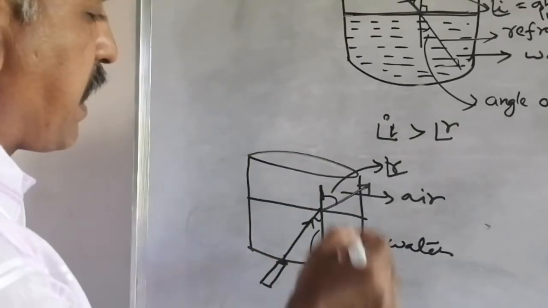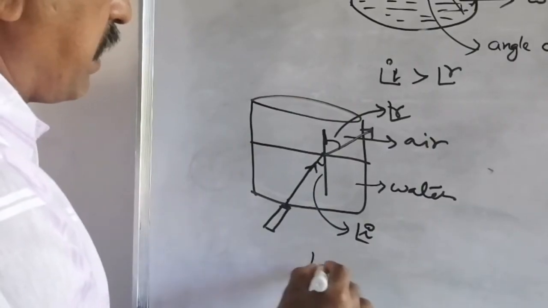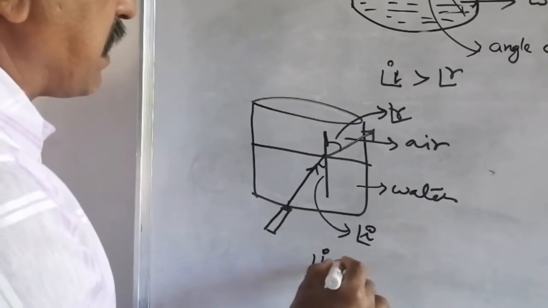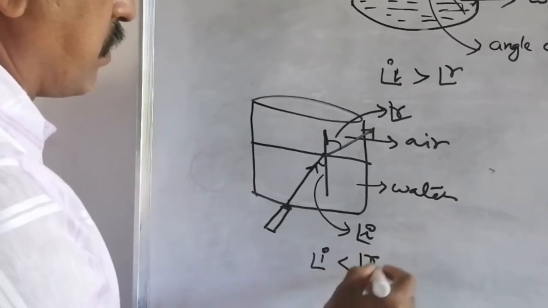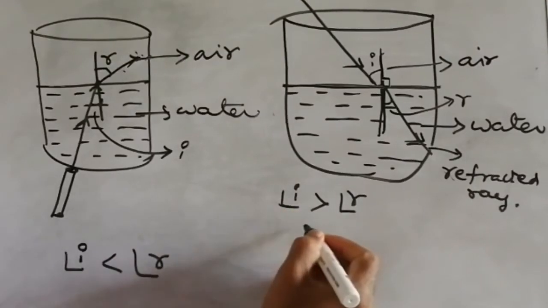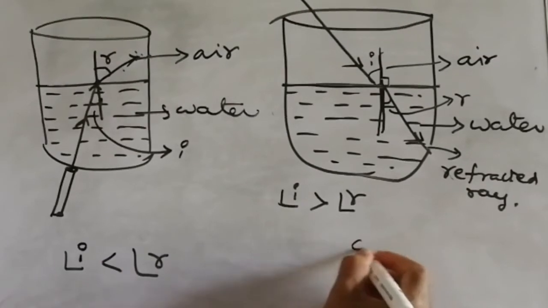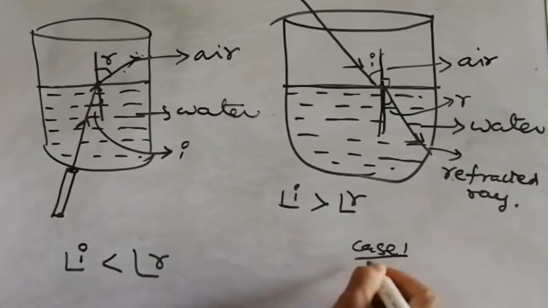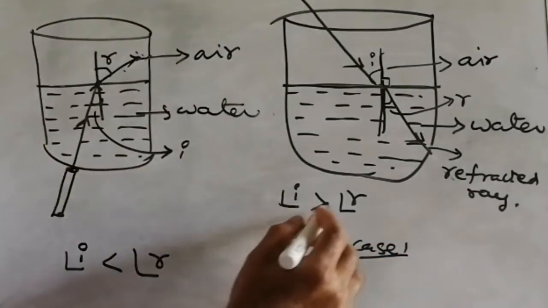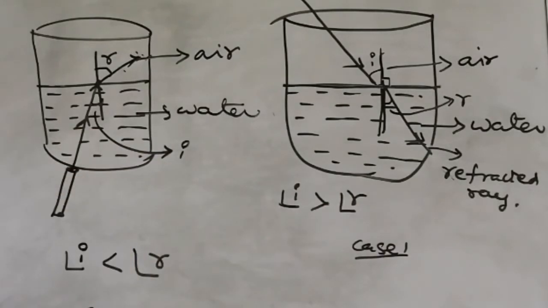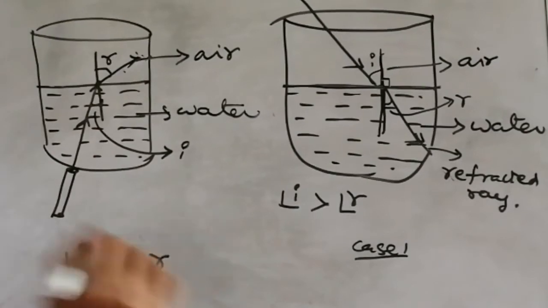Now comparing angle i and angle r, here angle i is less than angle r. Look here: in case 1, angle i is greater than angle r. In case 2, angle i is less than angle r.